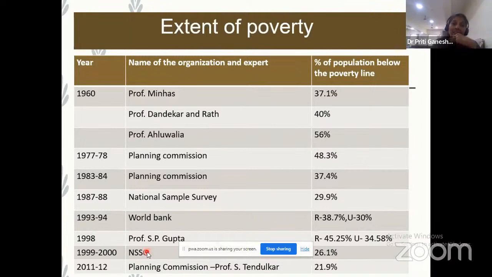So in this answer, you don't have to read only the theoretical part. You have to read the data, and you have to explain that in the year 1960, Professor Minhas, an economist, calculated the poverty, and according to him, 37.1% of India's population lives below the poverty line. Then another study by Professor Dandekar and Rath says 40% of our population lives below the poverty line. In this way you have to keep explaining each one.